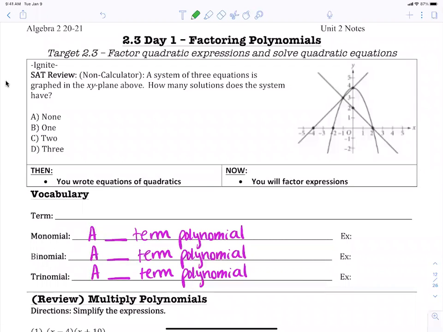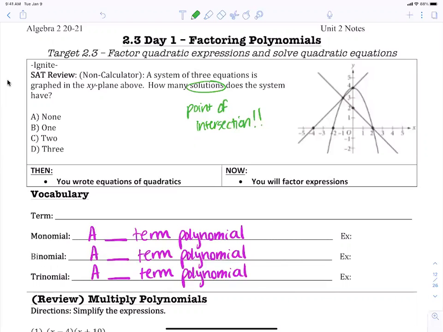All right, today we're going to be talking about something pretty important, and that is all about factoring polynomials. So take a second, pause your video, and I want you to try the Ignite at the top of the page. All right, so for this one, this is a pretty typical SAT question that you'll see.